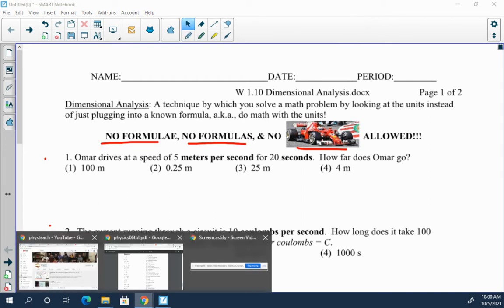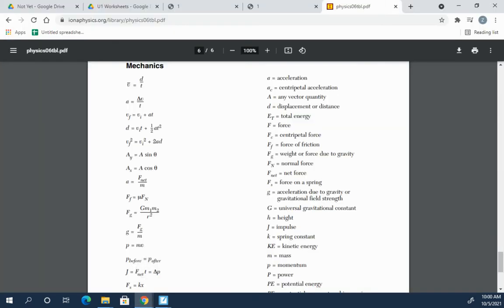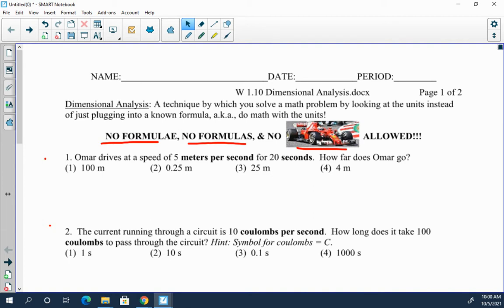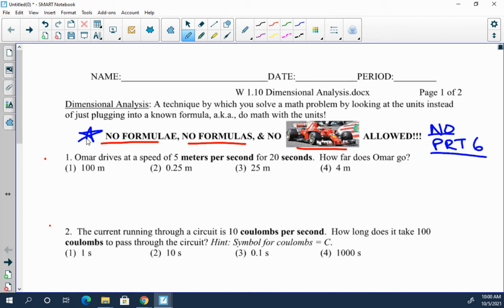So let's see if we can pull it up for a second. There are equations here on PRT6 that actually address those exact questions, but I don't want you worried about those yet because we haven't really learned physics yet. What we have learned is manipulation of units, and that's how I want you to do this. That's why we say no formulae, no formulas, and no Formula One allowed, because we're not looking at PRT6 for this page. No PRT6. On the back, different. But page one, none of that.